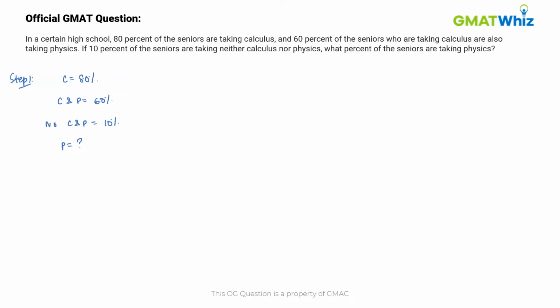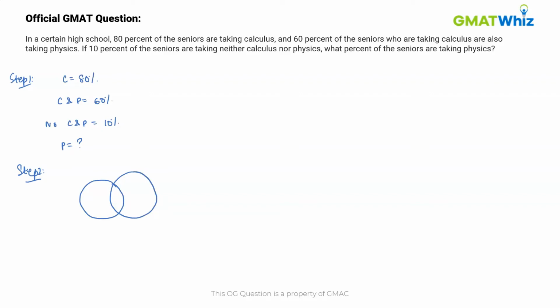Now that we have written down all the information that we can get from the question, let's move on to step 2 and draw the entity diagram. Since there are two entities here, one is the number of students who are taking calculus and one is the number of students who are taking physics, we draw a two-entity diagram.